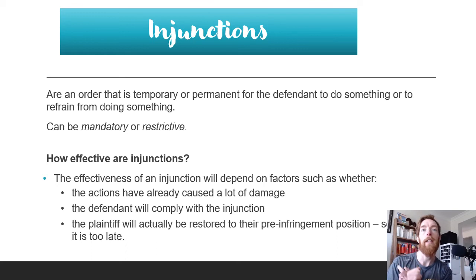So how effective are injunctions? The effectiveness of an injunction will depend on factors such as if the actions have already caused a lot of damage, if the defendant will comply with the injunction, because as we've seen from curfews, etc., being put in place in Melbourne, people don't listen to things that they legally have to do.